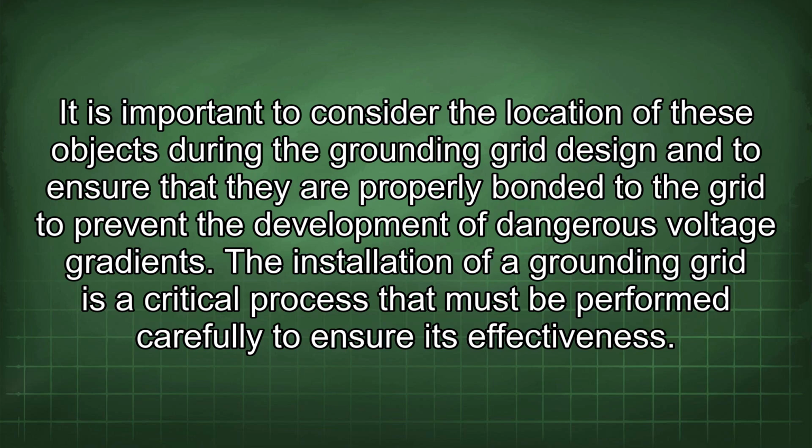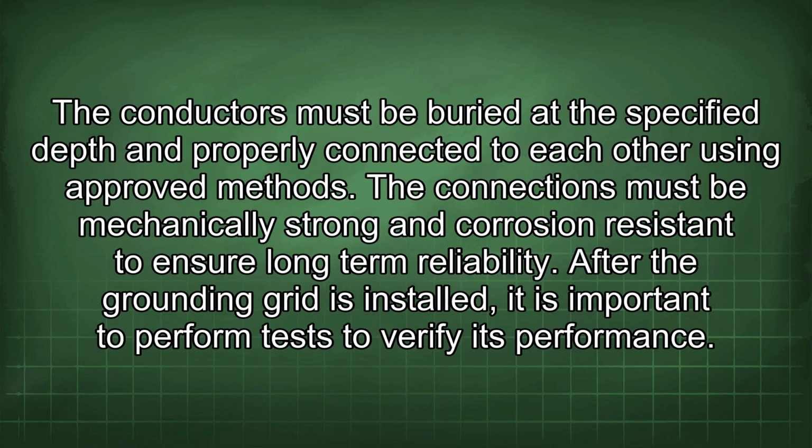The installation of a grounding grid is a critical process that must be performed carefully to ensure its effectiveness. The conductors must be buried at the specified depth and properly connected to each other using approved methods. The connections must be mechanically strong and corrosion resistant to ensure long-term reliability.